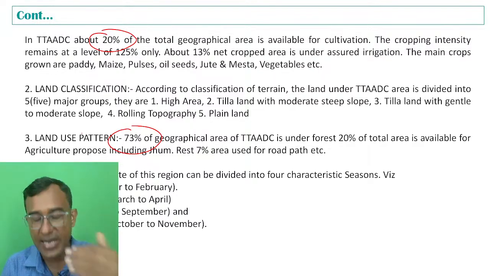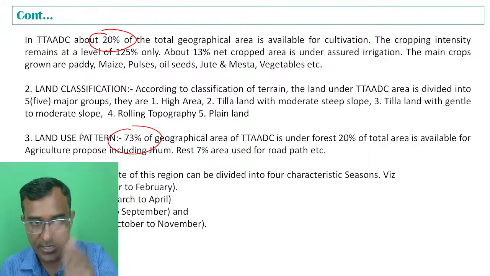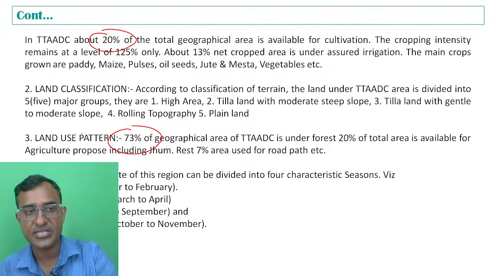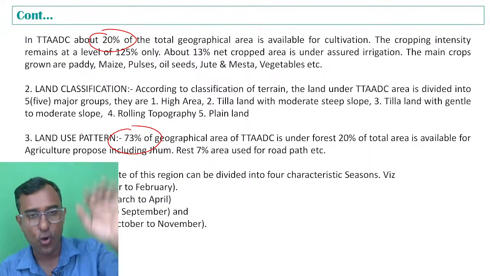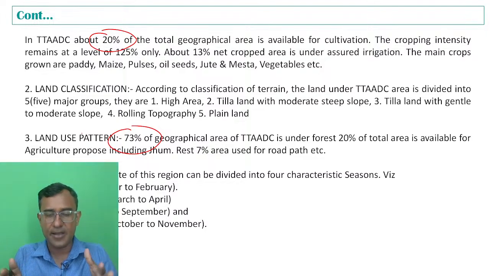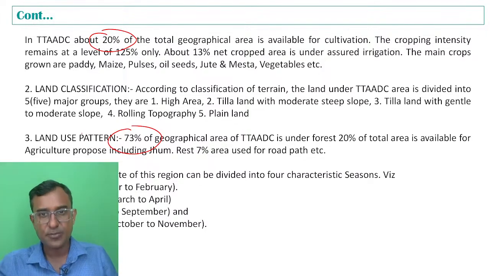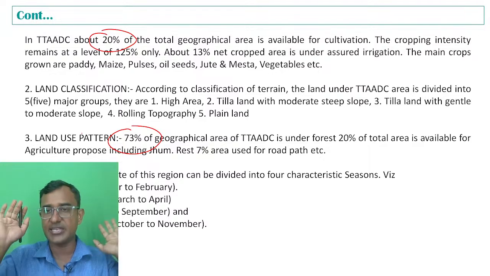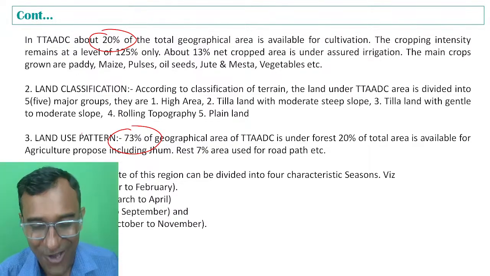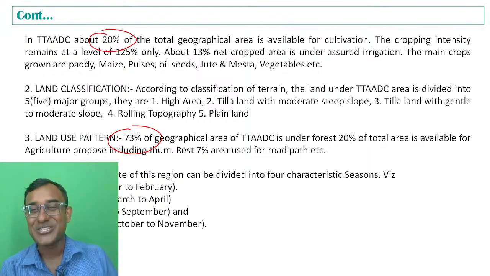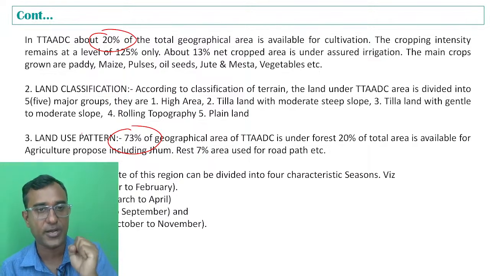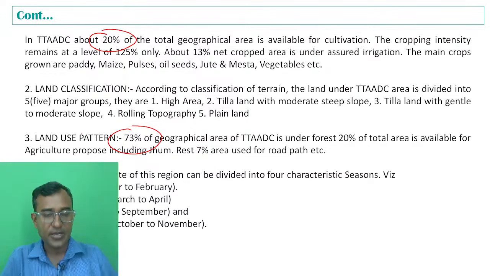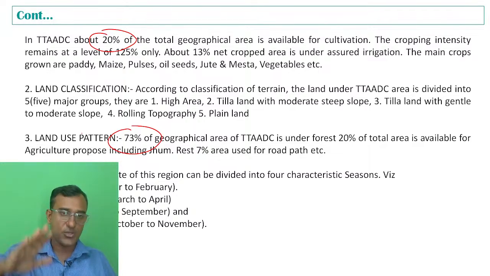So if we talk about land classification, in Tripura, in the TTAADC area, the classification is done under 5 major groups. One is high area, very high area with steep slope, very steep slope. Another is tilla area, again high area but smaller than that, and moderately steep, not highly steep. Tripura has a lot of tilla areas actually, isn't it? Another is tilla land of gentle to moderate slope, the slope is not so steep. Another one is rolling topography, somewhat tilla, and then plain land.